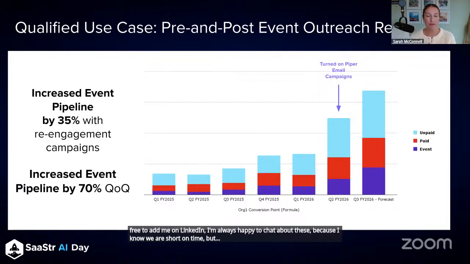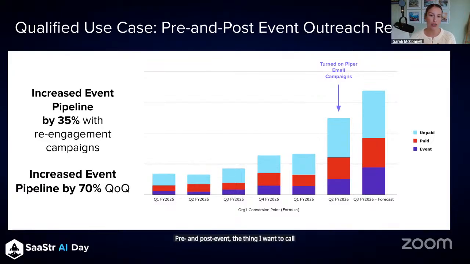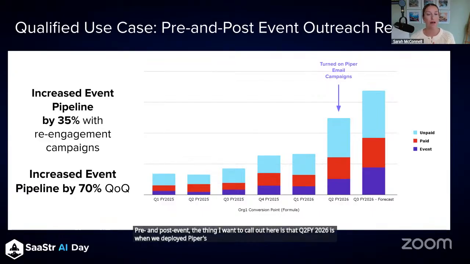But pre and post event, the thing I want to call out here is that Q2 FY 2026 is when we deployed Piper's pre and post event use case. So we increased our event pipeline by 35% and then 70% quarter over quarter. It's that purple bar there.